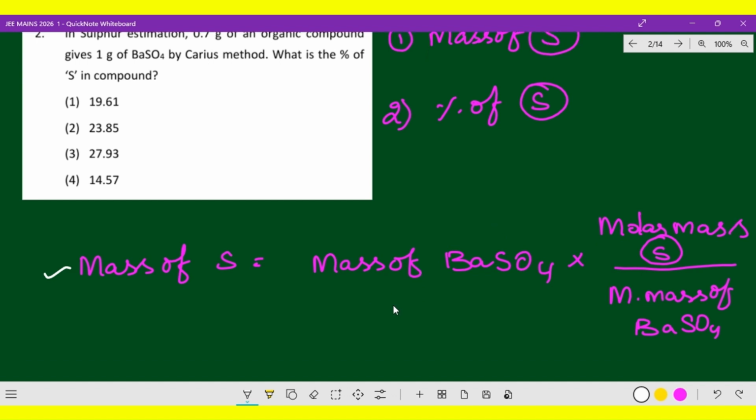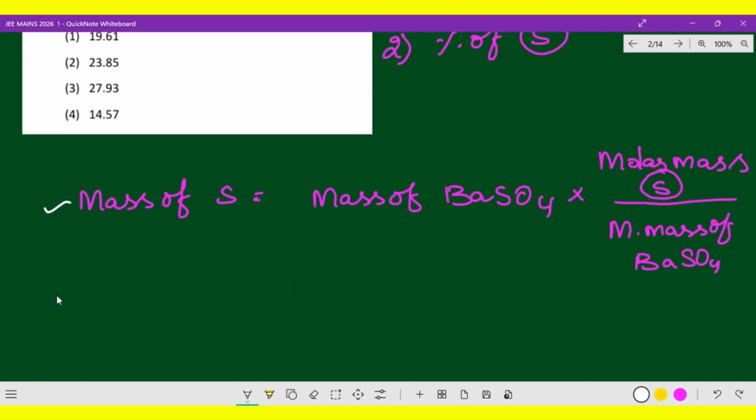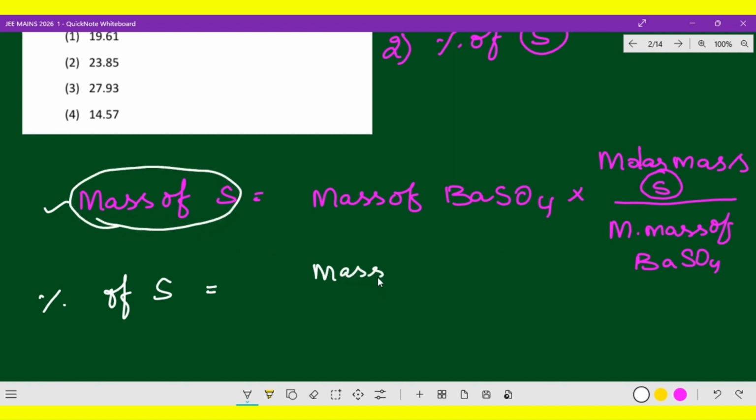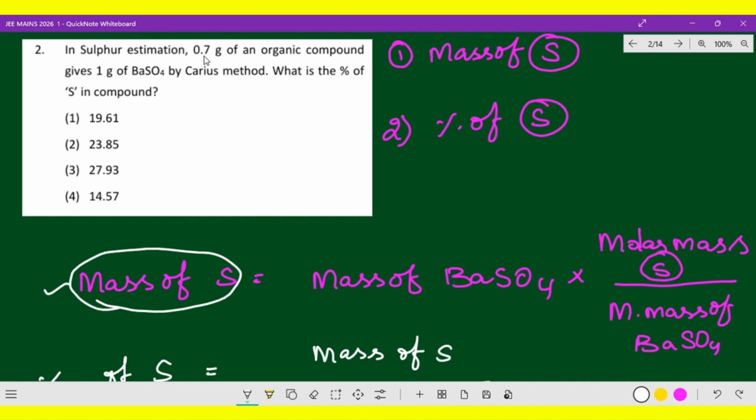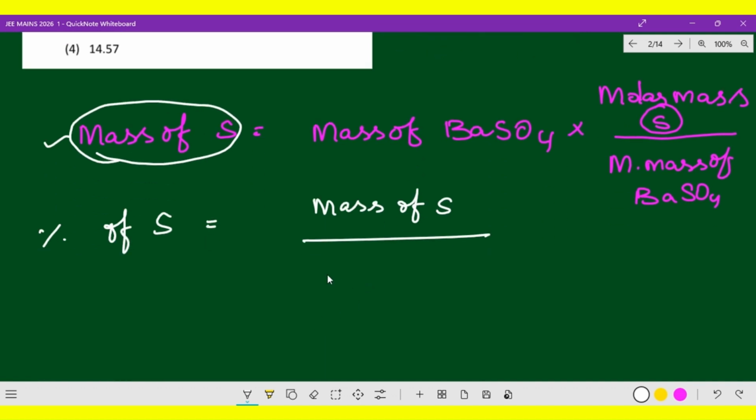Now the next point is percentage of sulfur. How do you identify percentage of sulfur? Here the mass of sulfur we found, divided by the mass of organic compound. Here they have given us 7. So mass of organic compound. That's all. I hope you got that idea.